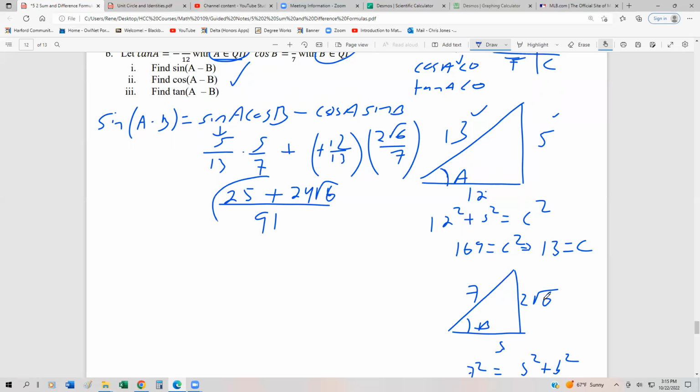All right. And so that's as good as we can do with this. We can't do any better to try to simplify it. Nothing factors between 24 and 25 anyway. So that's it. Okay. Cos of A minus B.